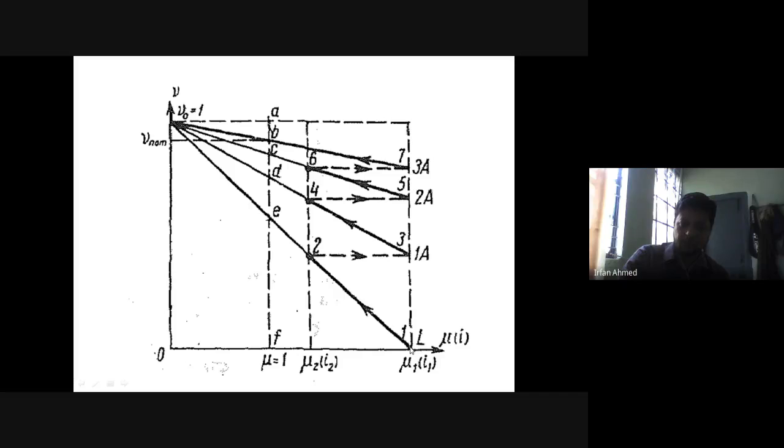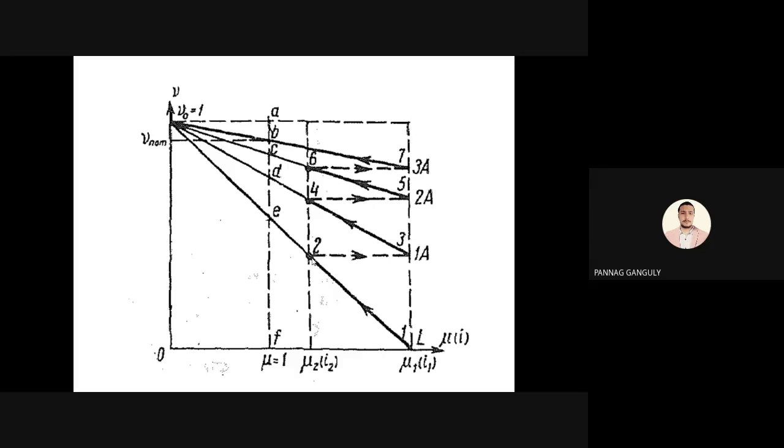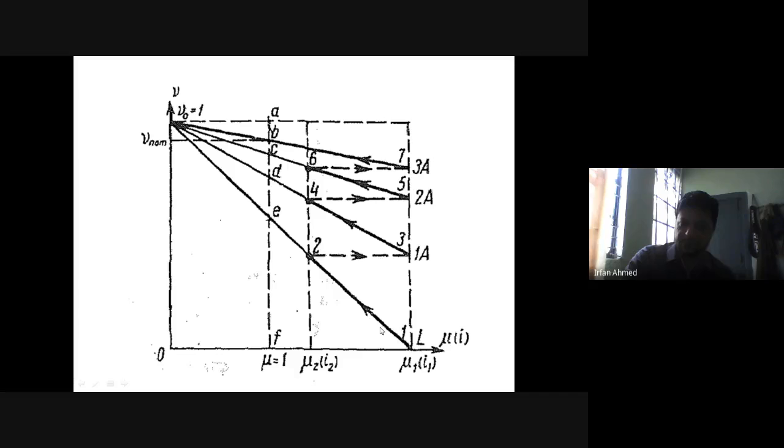So your motor operating point now shifts along the speed-torque characteristics. Speed is increasing, current is decreasing. Is this clear? Yes, sir. Speed is increasing, current is decreasing, till it reaches point 2. It started from point 1 and reached point 2.